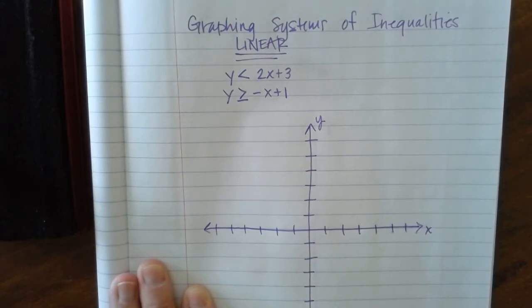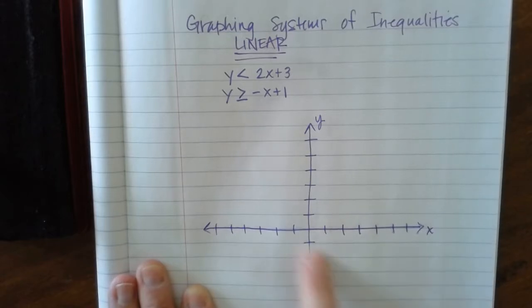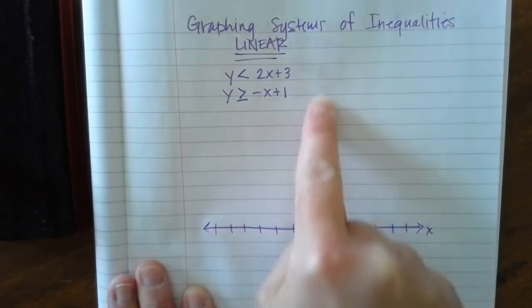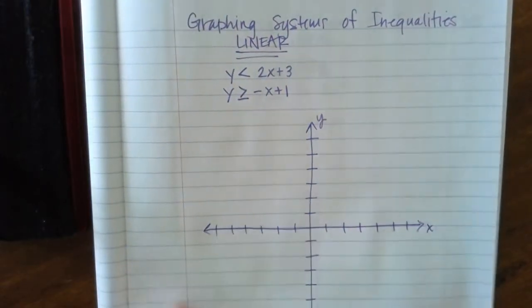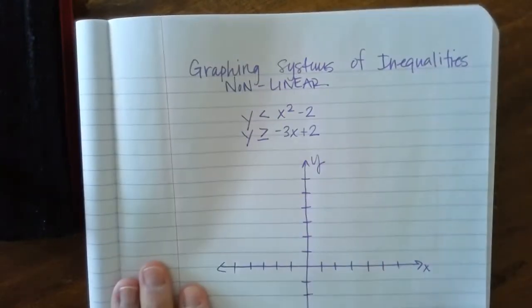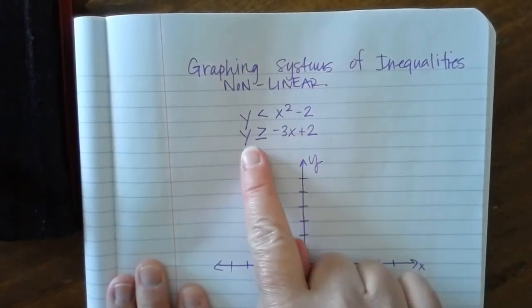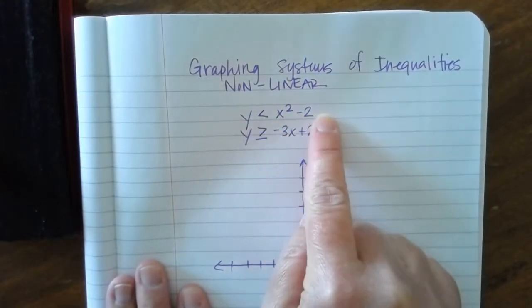Today, we are going to be doing two notebook pages. Yesterday, we learned about graphing systems of inequalities that were linear. So that's going to be our first page. And then our second page is going to be graphing systems of inequalities that are nonlinear. So notice this is a line, but then this is a parabola.